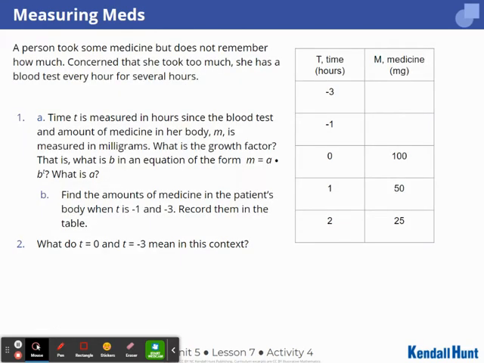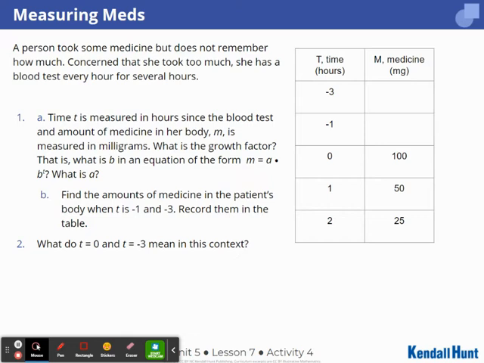All right, let's look at another example. We've got a person that took some medicine, but they don't remember how much they took, and so they're going to take a blood test every hour to track how much is in their system. It's important to know that time is measured in hours since the blood test was taken initially, and we need to figure out what our growth factor is and what our initial value is. Based on the table that you're given, we know that 0 is at 100, so that's our initial value. And we know that it's decreasing by half every time because to get from 100 to 50, you cut it in half. And then 50 to 25, you're also cutting that in half.